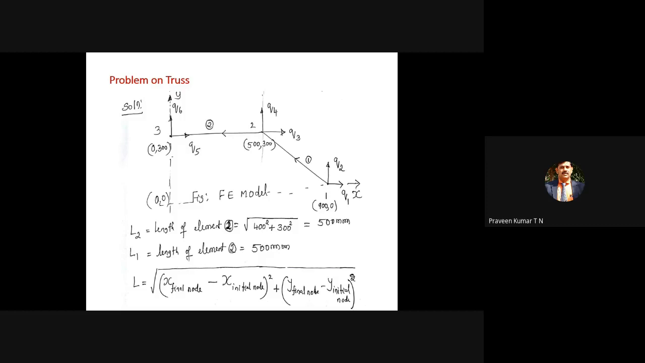Not necessarily do all elements have node 1 and node 2. You can see here this is element 2. Suppose the lengths are not given, then it is not necessarily x1 and x2, it may be x3 minus x1.